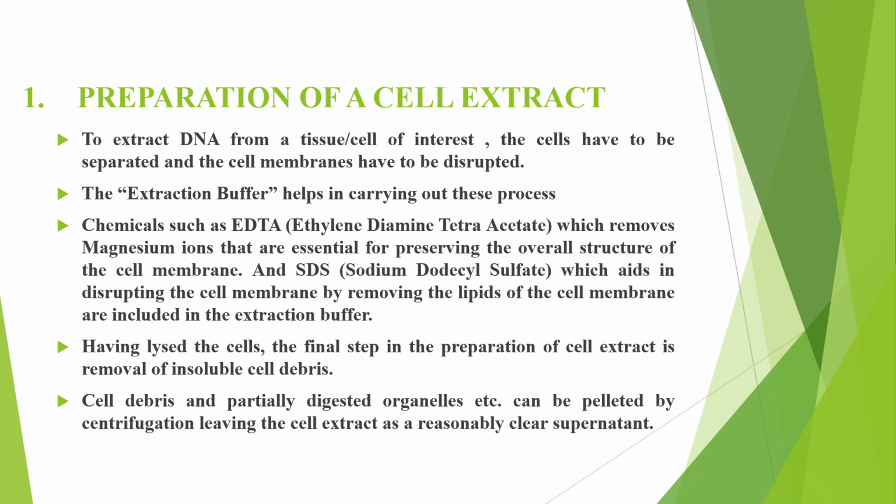Chemicals such as EDTA, which is ethylenediaminetetraacetate, which removes the magnesium ions that are essential for preserving the overall structure of the cell membrane, and SDS, sodium dodecyl sulfate, which aids in disrupting the cell membrane by removing the lipids of the cell membrane, are included in the extraction buffer. Cell debris and partially digested organelles can be pelleted by centrifugation, leaving the cell extract as a clear supernatant. The extract contains DNA, proteins, lipids, and RNA, which are later separated during the purification.